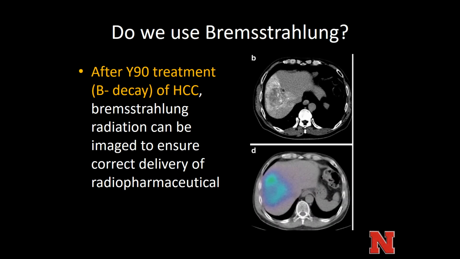Do we use Bremsstrahlung? Well, kind of rarely we'll use it in medical imaging. For example, after Y90 treatment, Y90, which undergoes beta minus decay, and Y90 is usually used for treatment of hepatocellular carcinoma in interventional radiology. You can use Bremsstrahlung radiation to image where the radiotracer dose was delivered. So this is usually delivered intra-arterially via a catheterization. And you can do Bremsstrahlung imaging afterwards with a nuclear medicine camera to ensure that the radiopharmaceutical was delivered to the correct segment to the tumor.